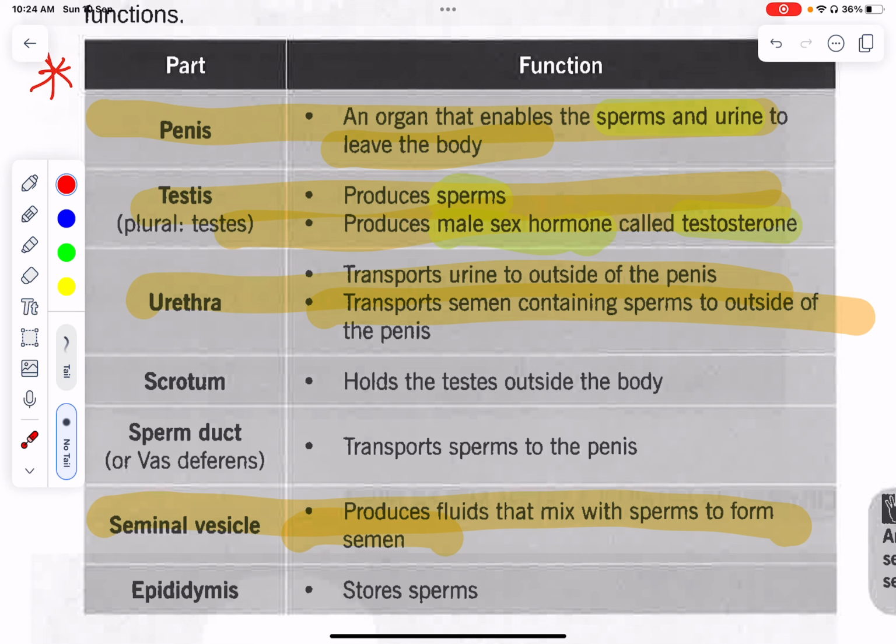Whereas for the urethra, it transports both the urine out, as well as the semen out of the penis. The scrotum is really just holding the testes outside of the body. Sperm duct will generally transport sperm to the penis. The seminal vesicles is the one that produces fluid that mixes with the sperm to form the semen, and the epididymis is the one that will store the sperm.